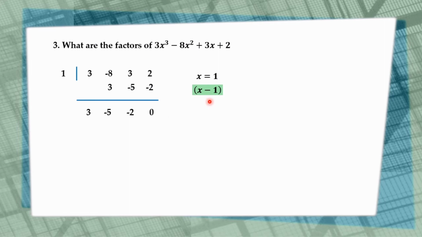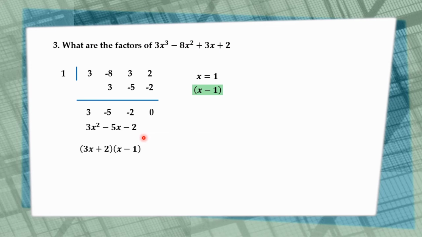Then to get the other factors of the given polynomial, use the Q of x, which is 3x squared minus 5x minus 2. Since this trinomial is factorable, let us factor. This is done by trial and error. Factor the first term and the last term. Write as a binomial, then add the product of the inner terms and the outer terms. If it is equal to the middle term, then the factors are correct. If not, try other factors of the first and the last term.